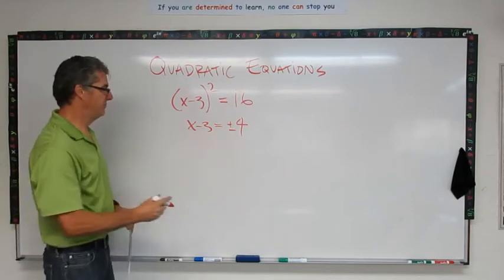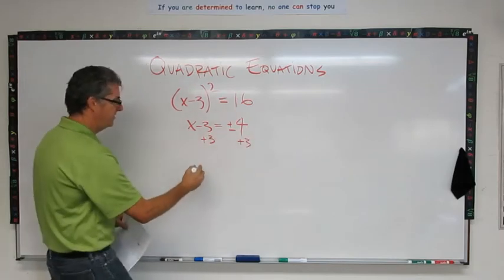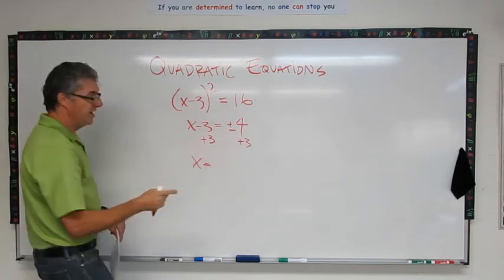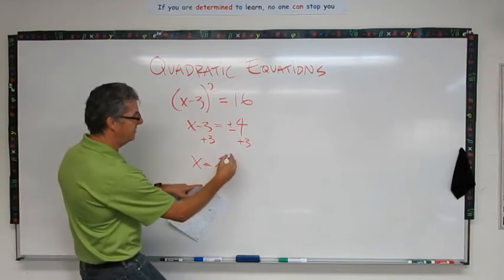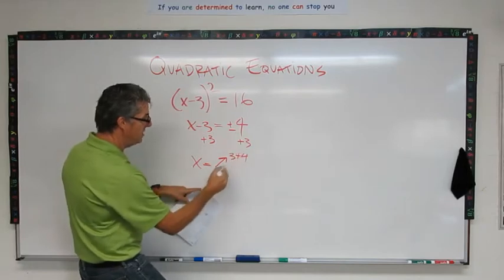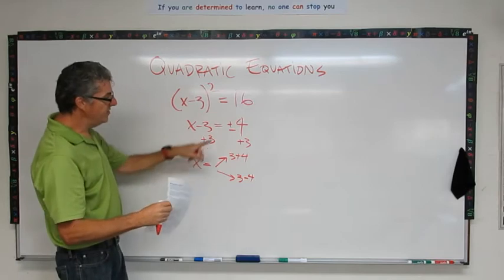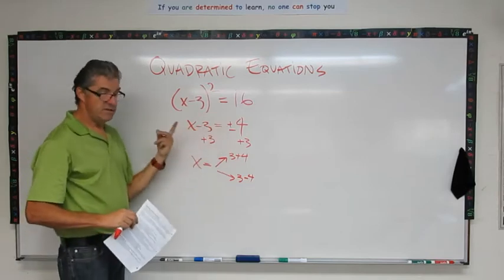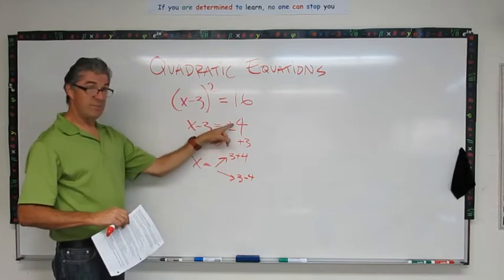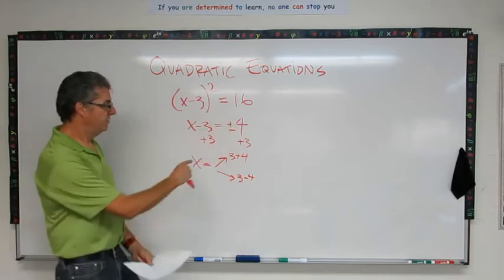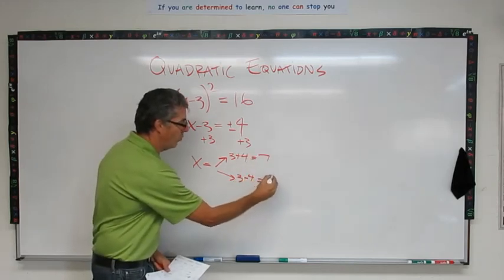Let's finish. I'm going to add 3 to both sides. So I'm going to get x equals, and I have two things to do now. So I'm going to branch it, 3 plus 4, and 3 minus 4. So whenever you have a plus or minus, not all the time, but on these simpler ones, you're going to have a branch, because you're going to have to solve for the plus one and for the minus one. So this one is going to be 7, and this one is going to be minus 1.